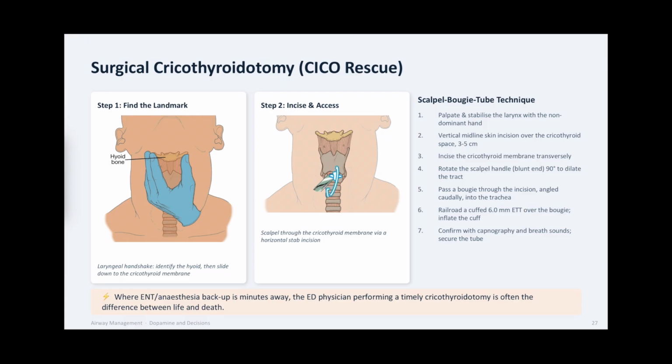Insert a bougie into it and railroad an ET tube along with it. The preferred size is 6 mm. Inflate the cuff and ventilate the patient. And finally, confirm the tube placement with waveform capnography. Remember, in a true can't intubate, can't oxygenate situation, every second without oxygenation increases the risk of irreversible brain injury.